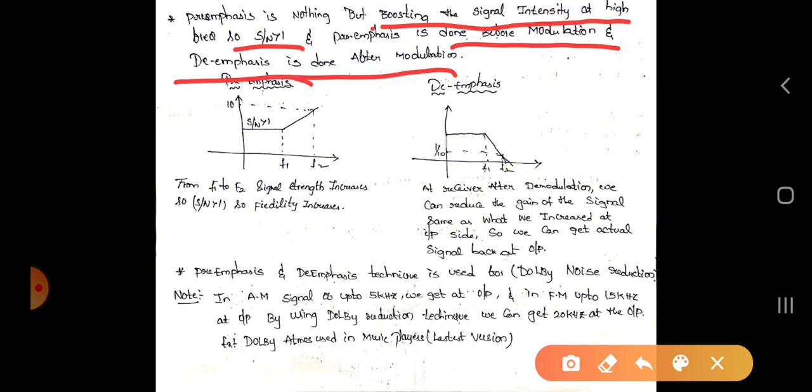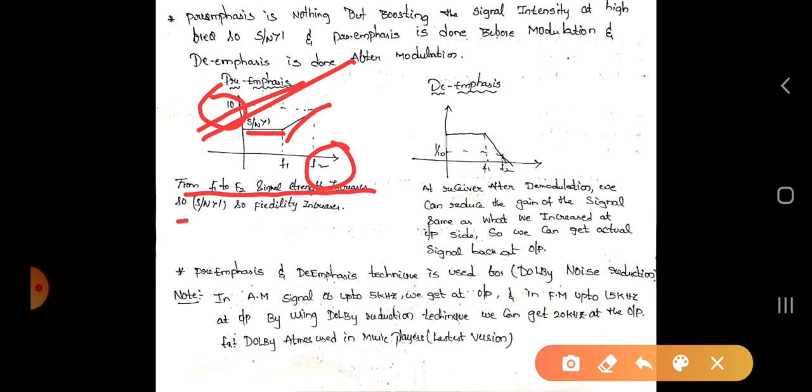If you see this figure, up to F1 the intensity level is constant, at F2 the intensity level is increased to 10 because F2 is nothing but high frequency. At this frequency signal to noise ratio is low, so we are just boosting this by multiplying with 10, so that we are increasing the signal to noise ratio. So from F1 to F2 signal strength increases, so signal to noise ratio increases, so that fidelity also increases. This is all about pre-emphasis.